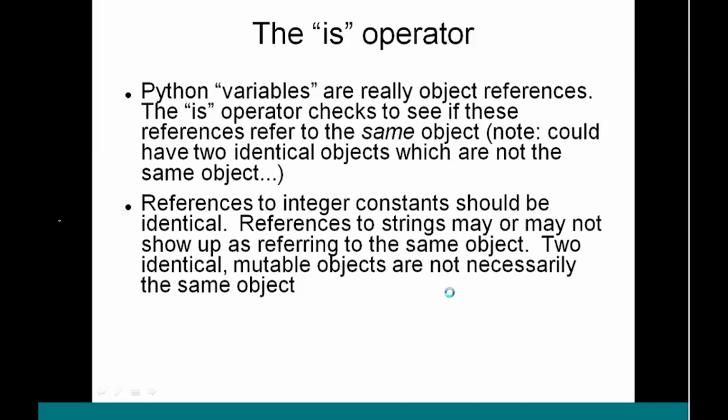And then the references to the integer constants should be identical. The references to strings may or may not show up as referring to the same object. Two identical mutable objects are not necessarily the same object.